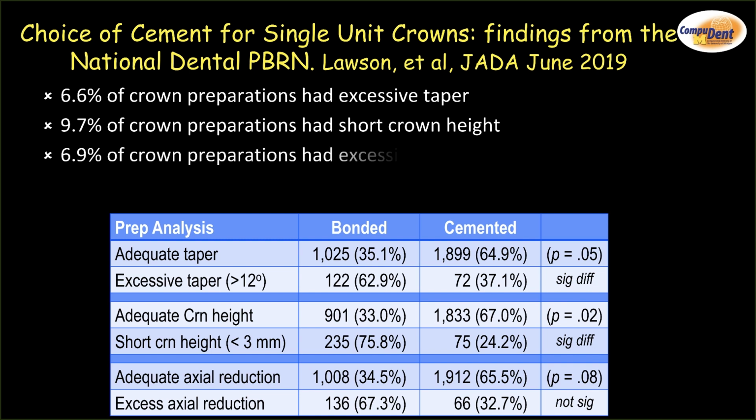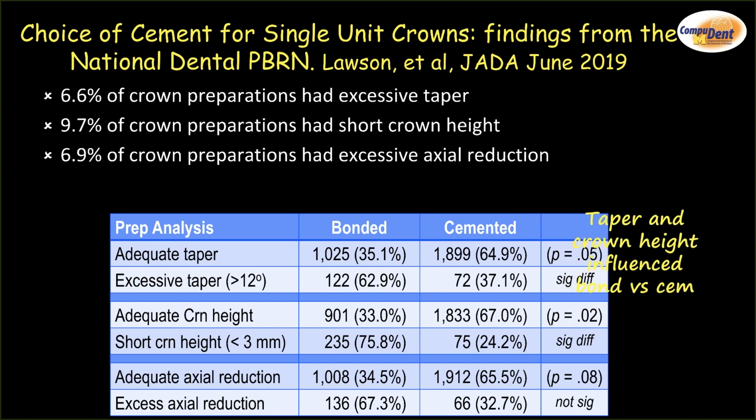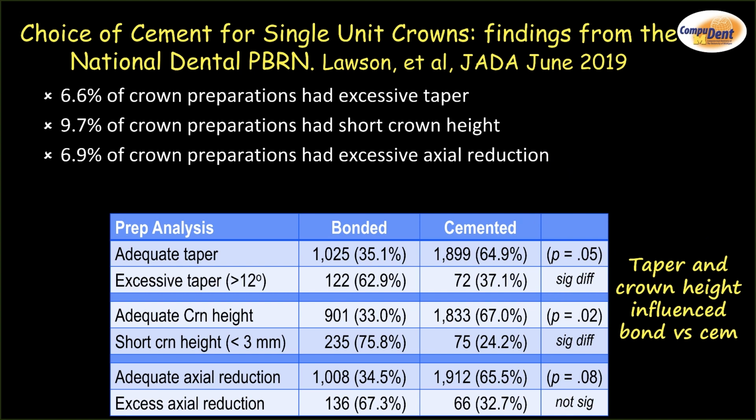What if you had excess axial reduction, as 6.9% of the crowns did? It wasn't significant. So the key here is the two pieces that influenced doctors selecting a bonded material instead of a cemented crown were crown height and taper, which if you think back to the beginning, we were talking about what made a really retentive prep. It's the same two things. So it's reinforced in clinical decision making by these doctors that yes, the two features that give us the best geometric retention for cementing, taper and crown height, are also the two features that when you don't get them, people kind of lean towards bonding things.